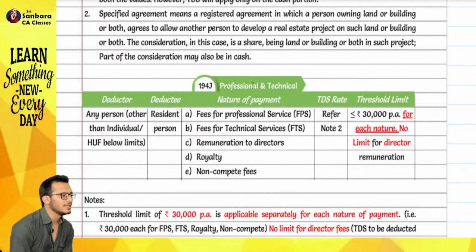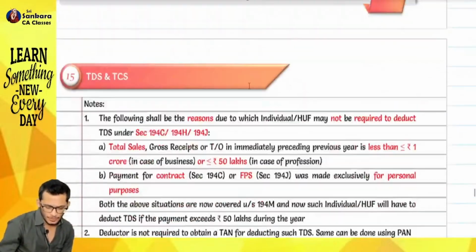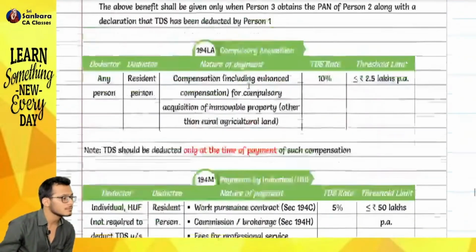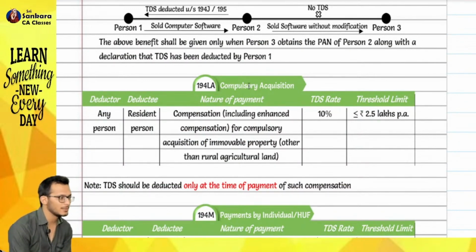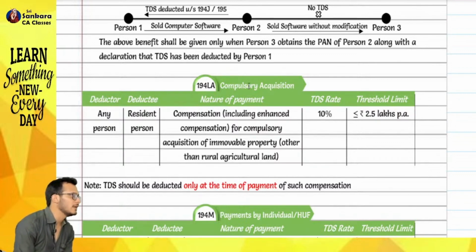K done, L over. L is there for your exam, called compulsory acquisition. The provisions say if the government is going to acquire your property compulsorily, TDS will be at the rate of 10%, provided the threshold is 2.5 lakhs per annum. This TDS will happen only on payment basis.